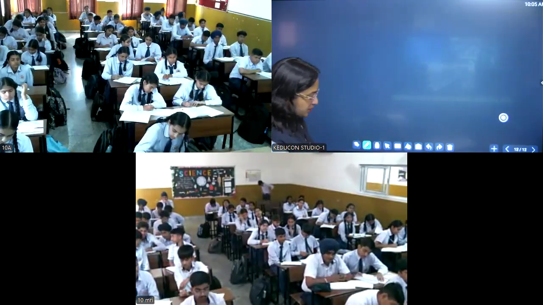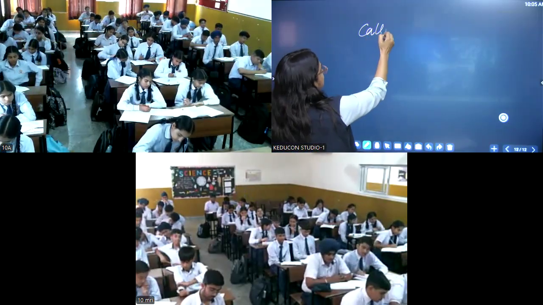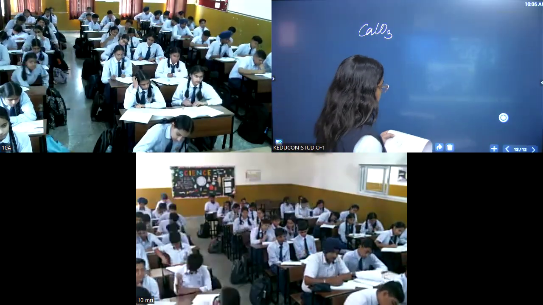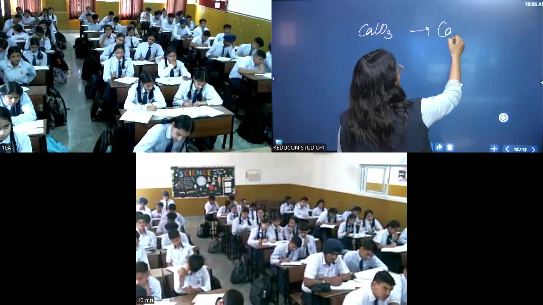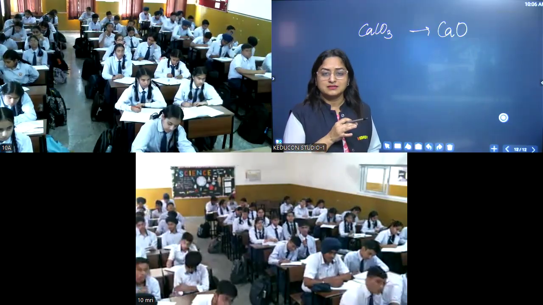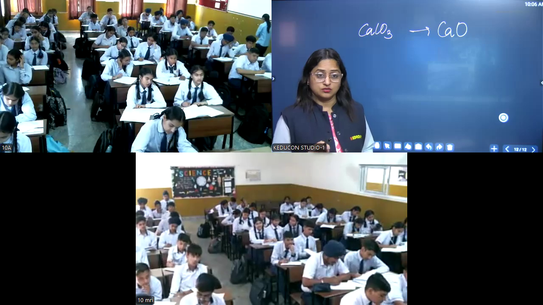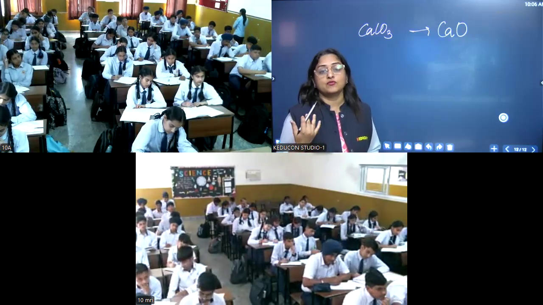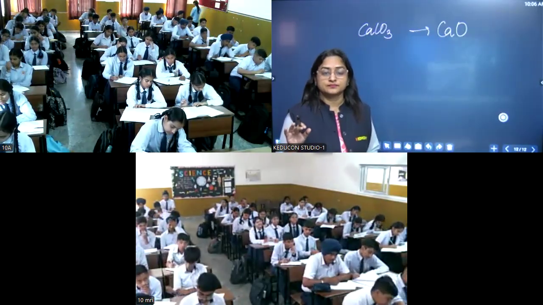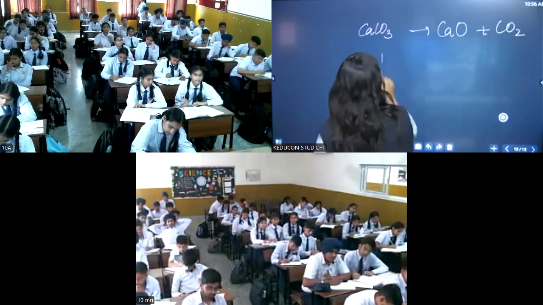So next word equation is solid calcium carbonate. Calcium carbonate is heated and decomposed to solid calcium oxide, which is CaO. Do you know how do we make these formulas? Do you know the names of these formulas or not? Those who don't know, please tell me. How do we make it? What is carbon oxide? All of you know the formulas? Okay. This gives you calcium oxide and carbon dioxide.